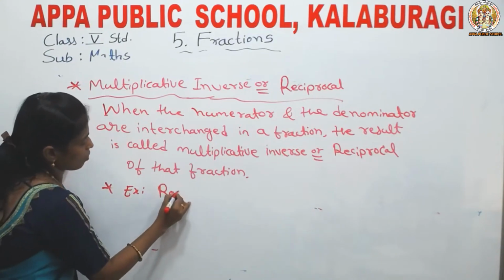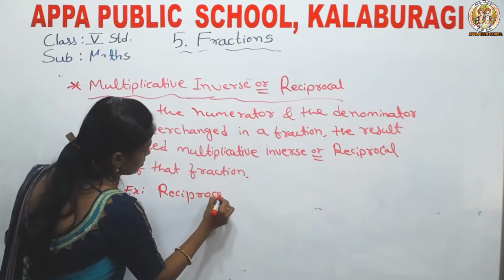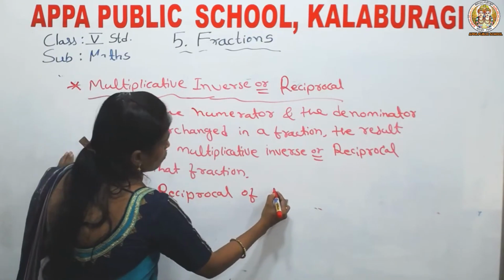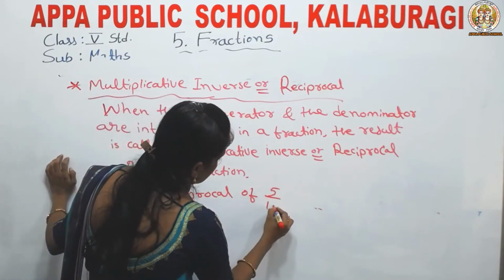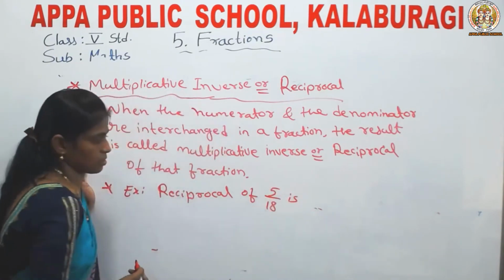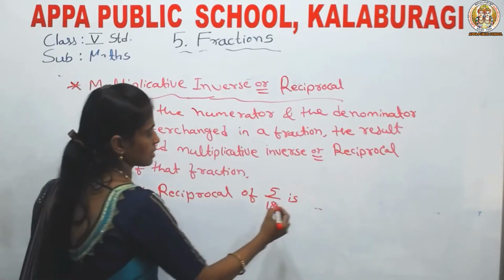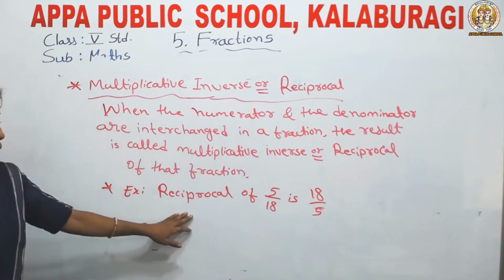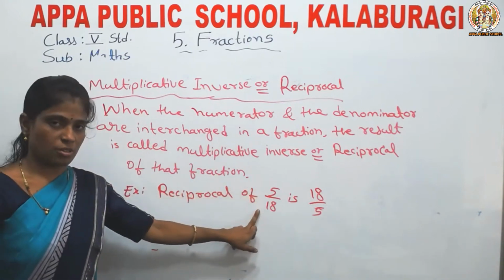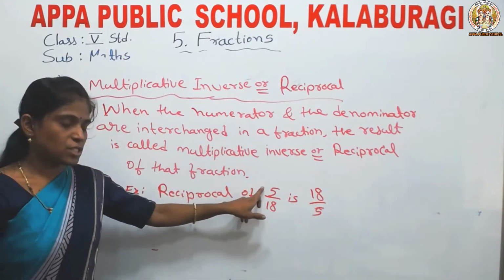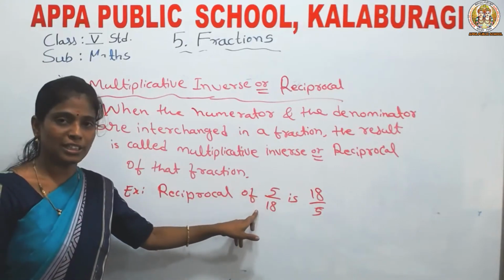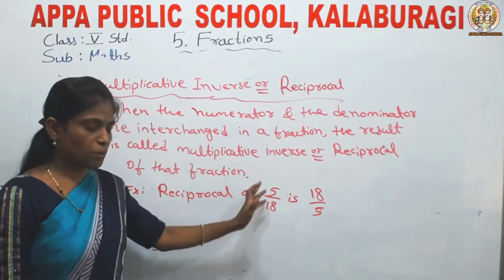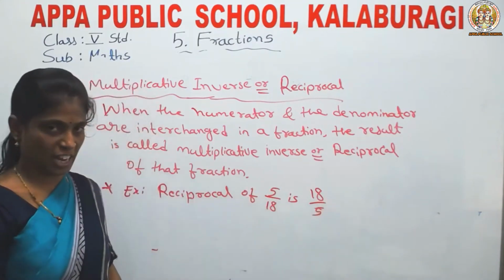For example, the reciprocal of 5 by 18 is 18 by 5. See, the reciprocal of a proper fraction. Proper fraction means the numerator is less than the denominator. The reciprocal of a proper fraction is an improper fraction.